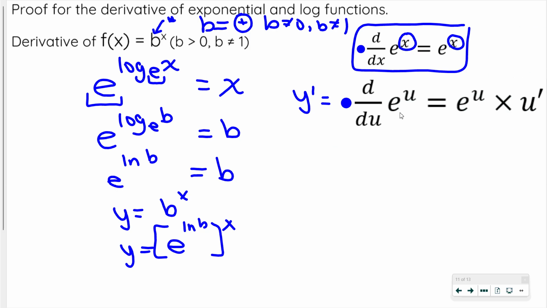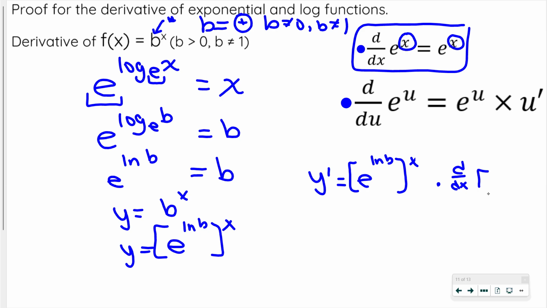When the exponent is not just x, I have to use the chain rule. So the chain rule says the derivative of e to the u is equal to e to the u itself multiplied by the derivative of the exponent. So my derivative is going to be e to the natural log b, all to the x, multiplied by the derivative of the exponent, which is natural log b times x.